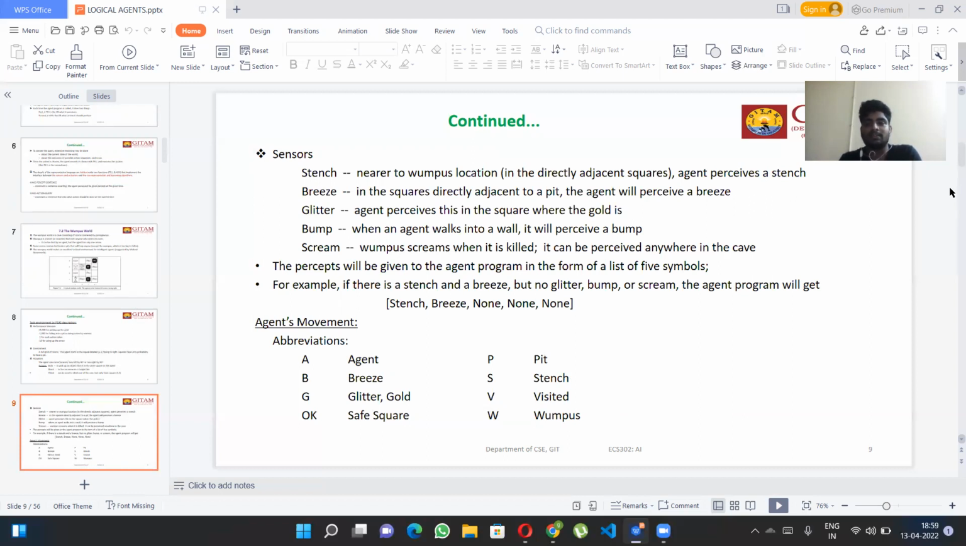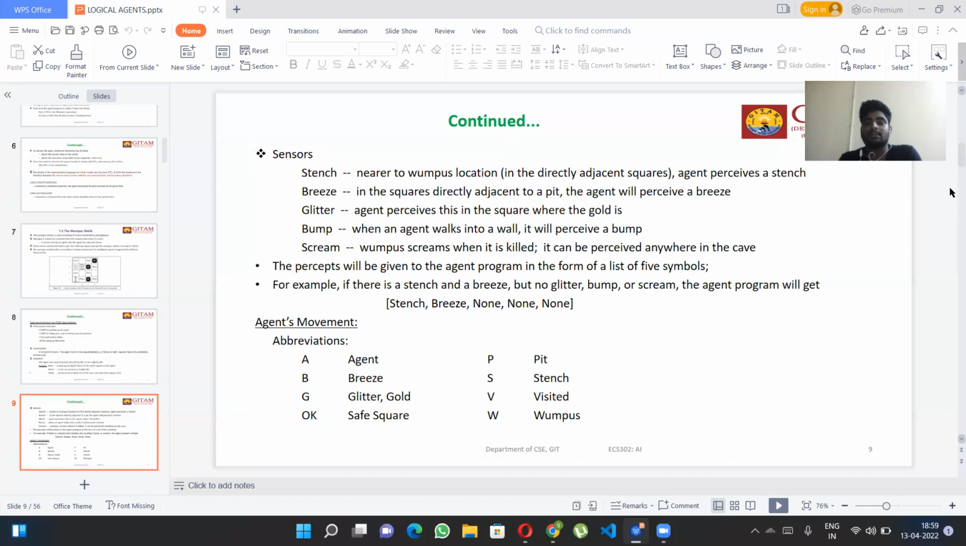The next one is breeze. We can see breezes in the sea. If a breeze comes, it indicates a pit nearby. The agent will perceive a breeze near a pit. These are sensors, because we can identify or feel them.